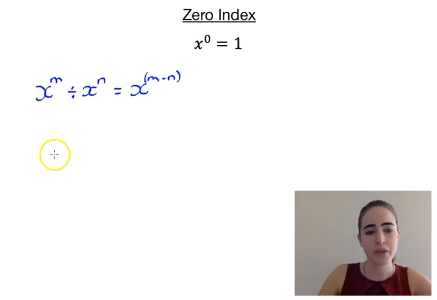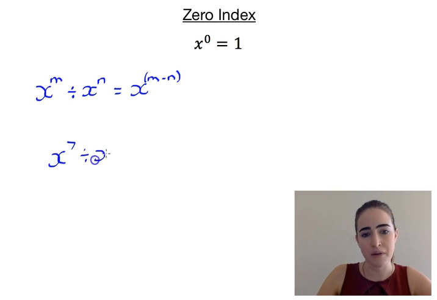So for example, if we had x to the power of 7, if we go x to the power of 7 divided by x to the power of 7, using this law up here, that would be equivalent to x to the power of, well, 7 minus 7 is 0. So we'd have x to the power of 0.